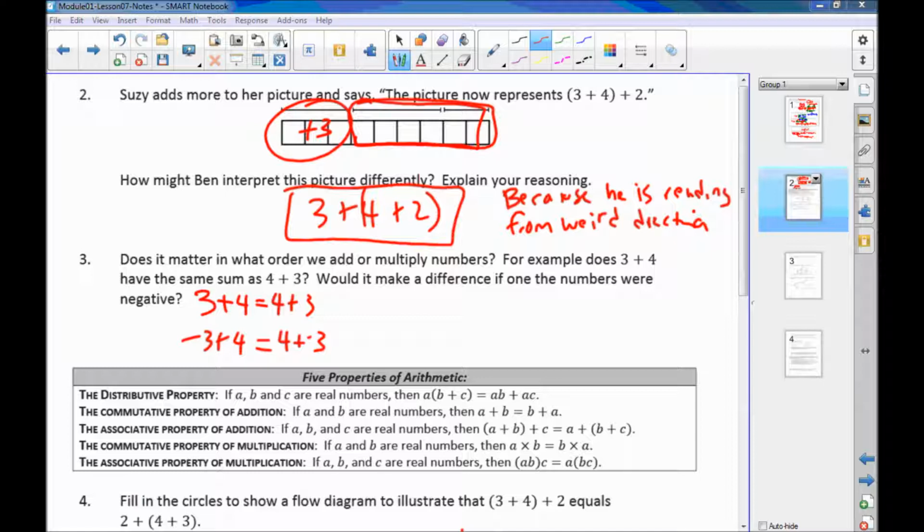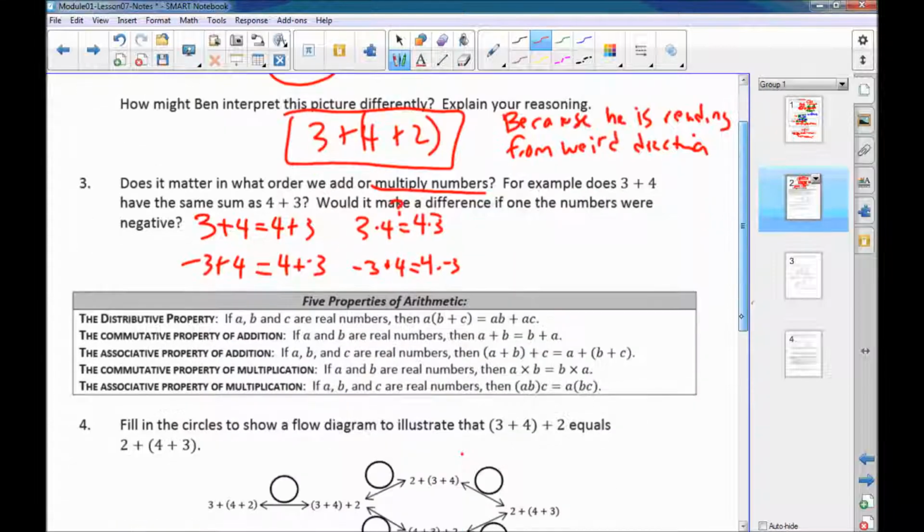Now, does it make a difference for multiplying? Let's check that out. Is 3 times 4 the same as 4 times 3? Question mark. And this would be yes, they both make 12, right? All right, so what if we made one of them negative? Is negative 3 times 4 the same as 4 times negative 3? And that answer would still be, yeah, that still works. It's negative 12. All right, so in math, it doesn't matter in what order we add or multiply. We get the same thing.